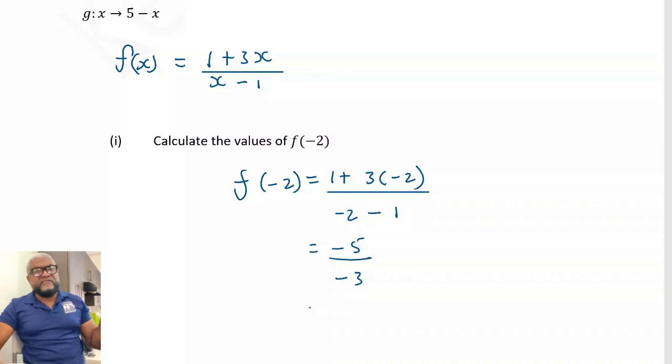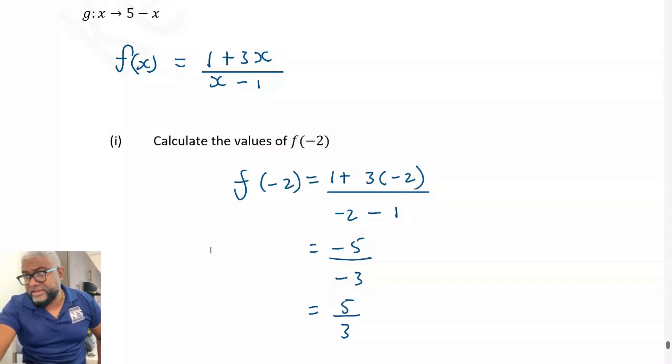So, we can leave it as a fraction. A negative divided by a negative is a? Positive. So I can just write it as 5 over 3. Leave it as an improper fraction, right? Everybody good there? Improper fraction.